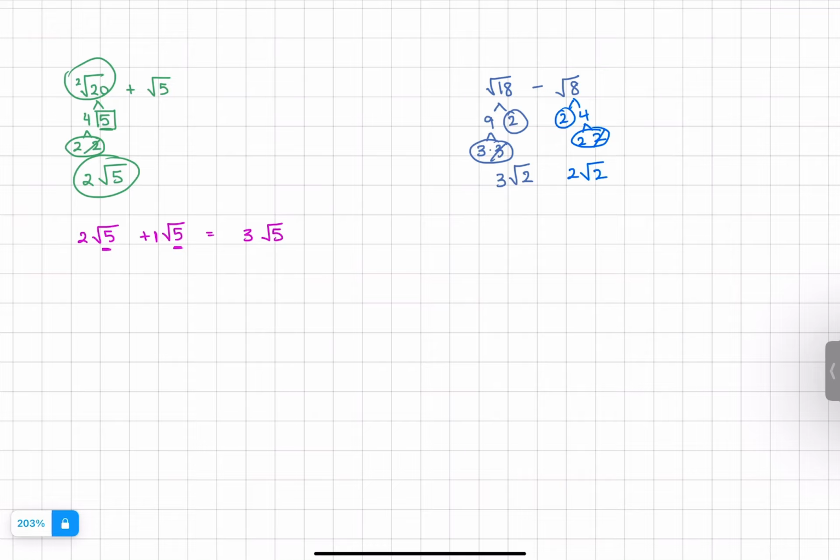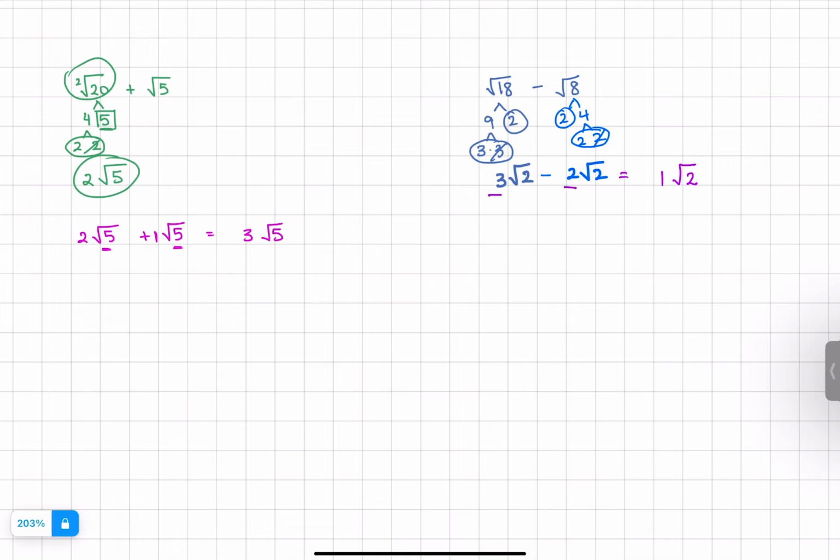Great. So now we can subtract them. Since the root 2 is on both sides, this operation can be done. So root 2 goes on the answer side. Another reminder, you do not perform addition and subtraction on the numbers inside the radicals. It's only the numbers outside the radicals. So 3 minus 2 is 1.